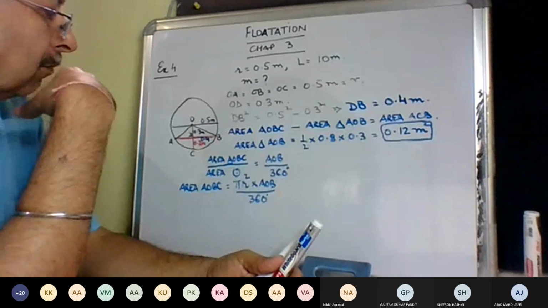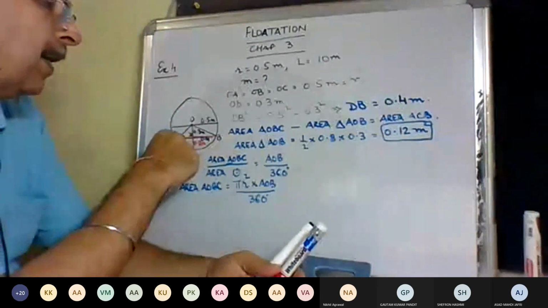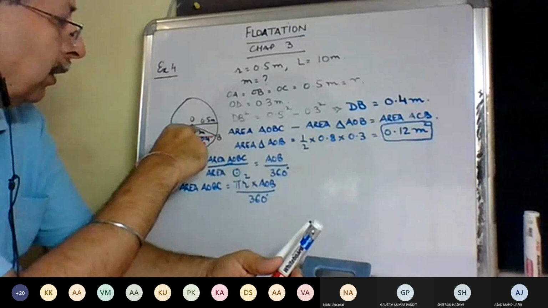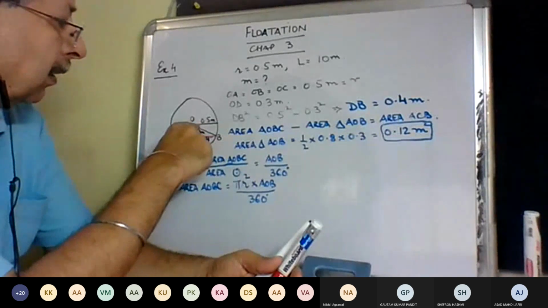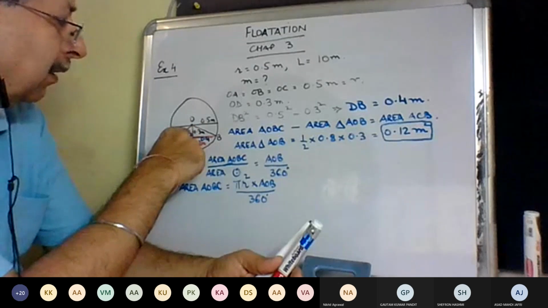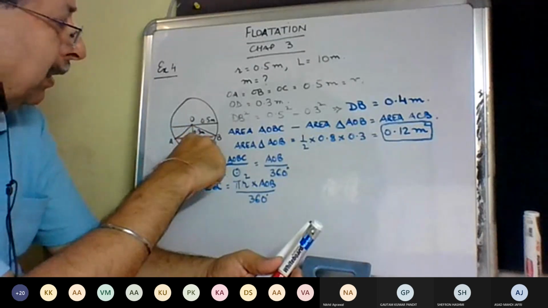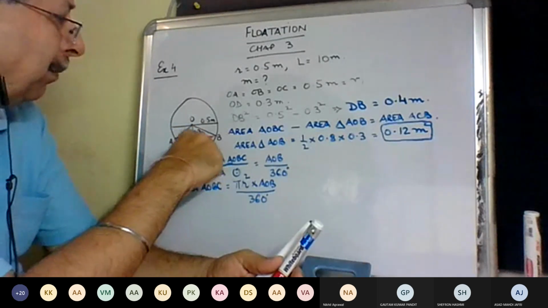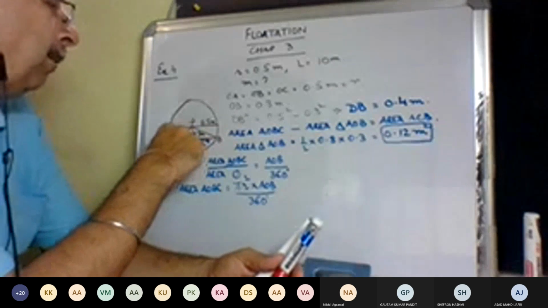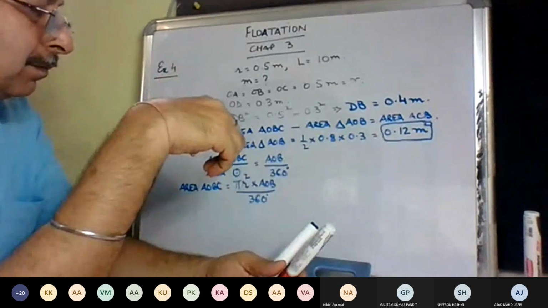Sir, angle should be at the center only. Angle is at the center only. So the angle AOB, the ratio of that angle to the area AOB will be equal to the angle at the center, 360, upon the area of the whole thing.